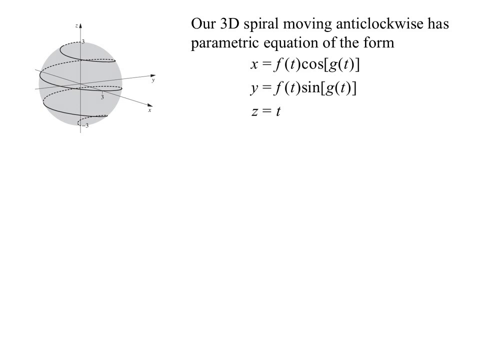So the simplest way of doing that is to say, well, I'll just make z equal t, and that will control the spiral. For this one, when t equals -3, I'm down here at the bottom. So I'm actually starting at t equals -3.